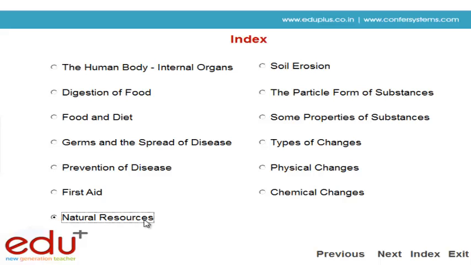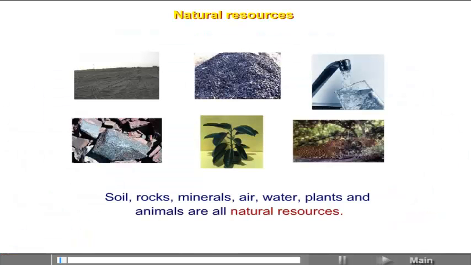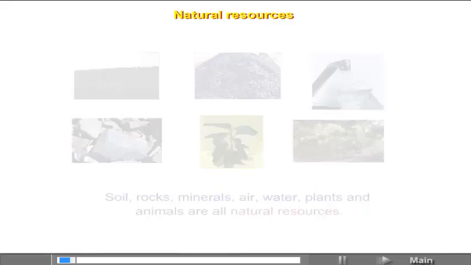For example, we see the chapter Natural Resources. In this chapter, 3 concepts are given, such as introduction, summary, and questions and answers. First, we see the introduction. In the introduction, we are giving you whole information of the topic natural resources. Natural resources: soil, rocks, minerals, air, water, plants and animals are all natural resources.